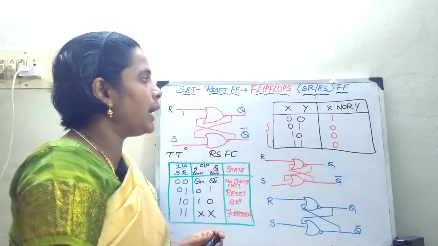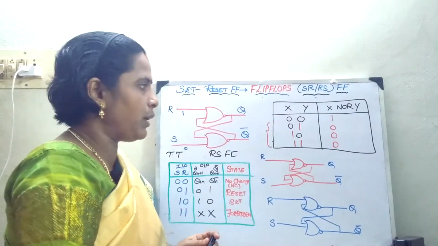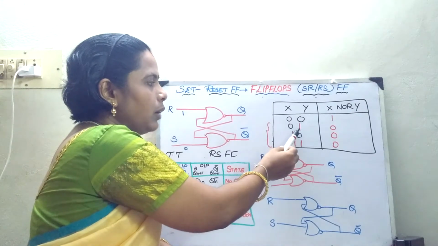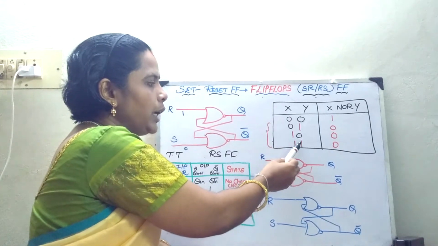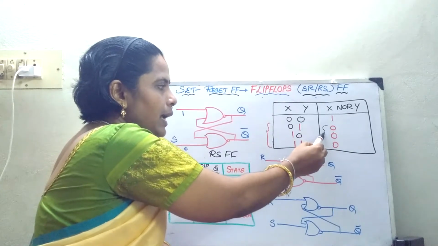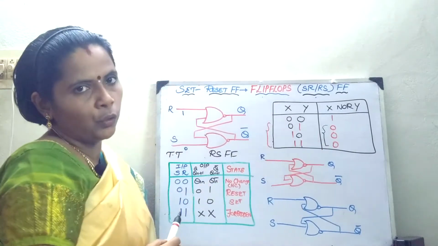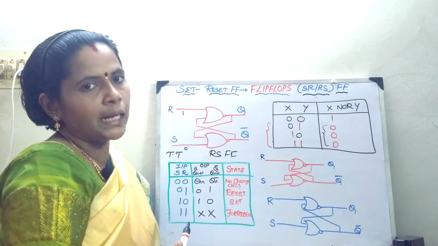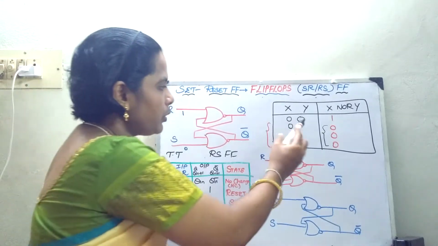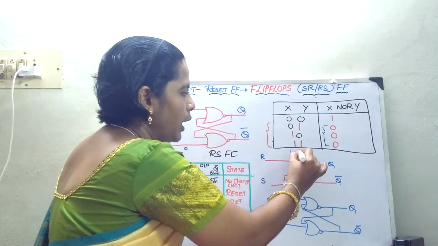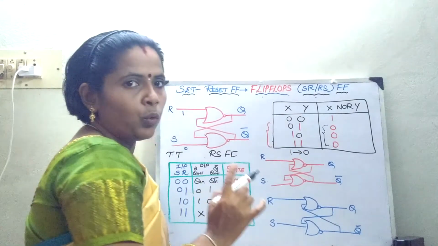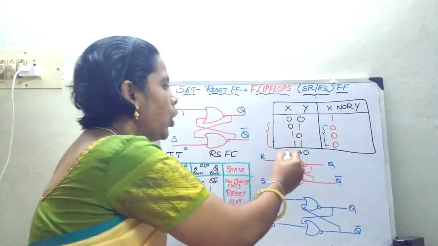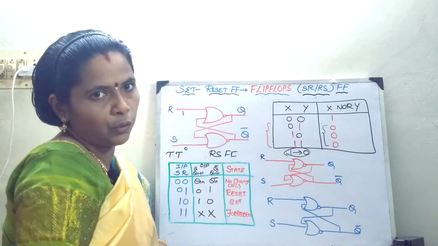If you analyze the NOR gate, if I have one input as 1 or both the inputs as 1, you can see the output is 0. Only with this concept you are going to analyze the RS flip-flop. If one of my inputs is 1 or if both the inputs are 1, my output is going to be 0.